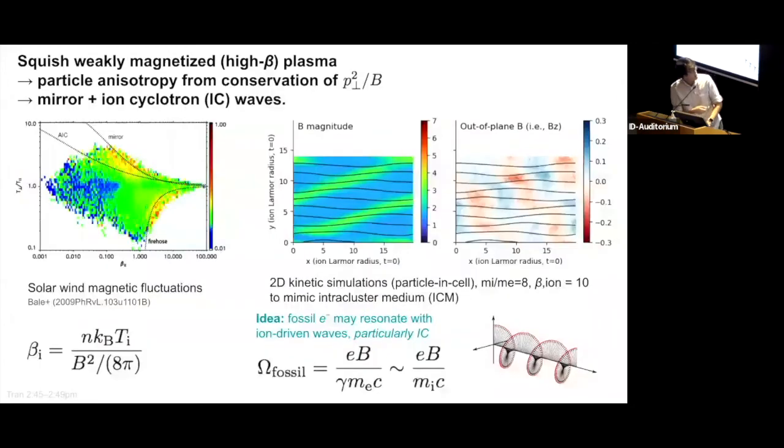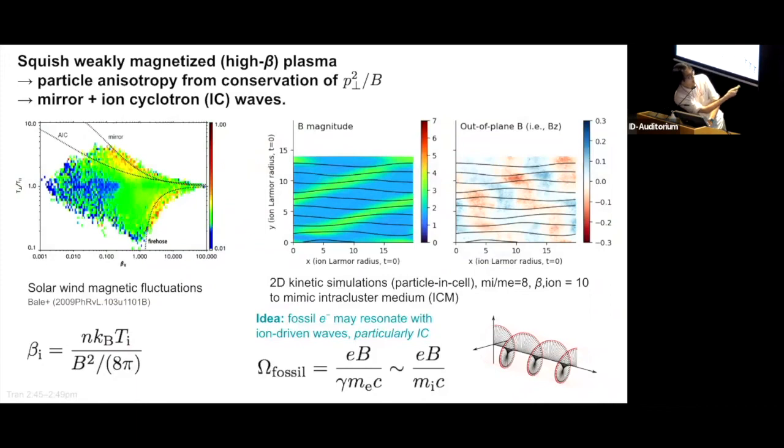Okay, so this is a generic property of high beta plasmas. When I say high beta, I mean a plasma that has a high thermal pressure relative to its magnetic pressure. You squish it or you dilate it a little bit, it erupts in waves very quickly, and it regulates back down to keep the plasma isotropic. And so we see that in the solar wind on the left.